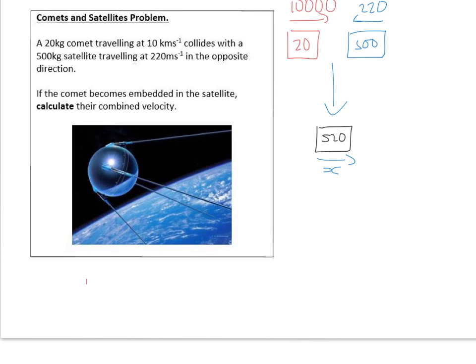So to do that, the momentum initially is mass times 10,000, and then it's going to be minus 500 times 220, and the reason for that is direction is important with momentum. So if it's in the opposite direction, it's going to have negative momentum. If we calculate that, we're going to end up with 9.0 times 10 to the 4.